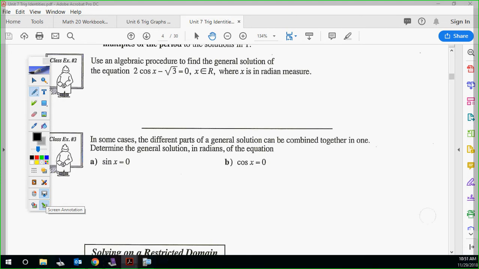Okay, you guys look at that. You should see the root 3 over 2 is coming. So you should feel a little bit comfortable with that. Okay, so we're solving for this. It's going to be add the root 3, divide by 2. So we want to know, when is cos x a positive root 3 over 2?